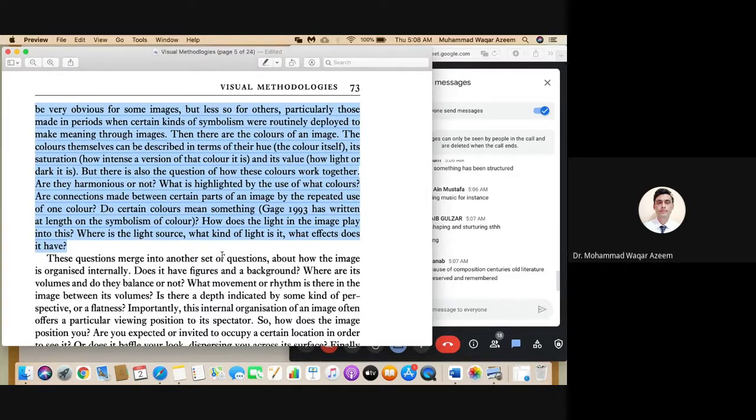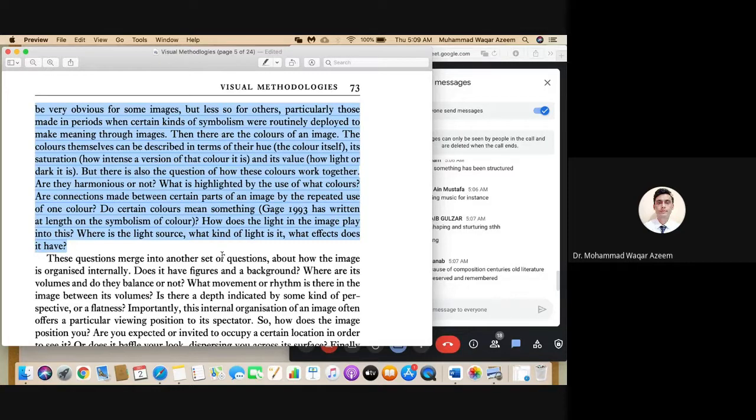but less so for others, particularly those made in periods when certain kinds of symbolism were routinely deployed to make meaning through images. Then there are the colors of an image. The colors themselves can be described in terms of their hue, the color itself, its saturation, right? How intense a version of that color it is, and its value, right? How light or dark it is.